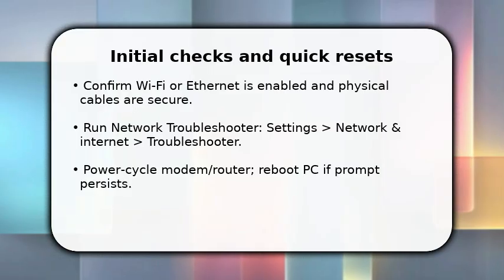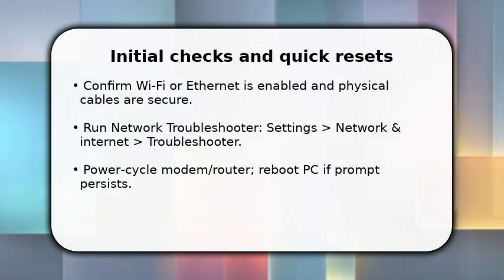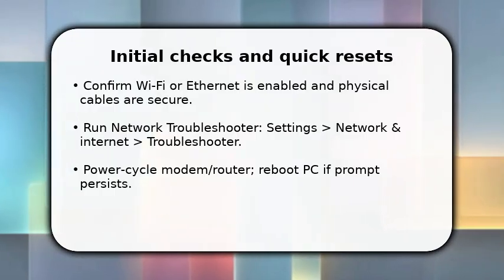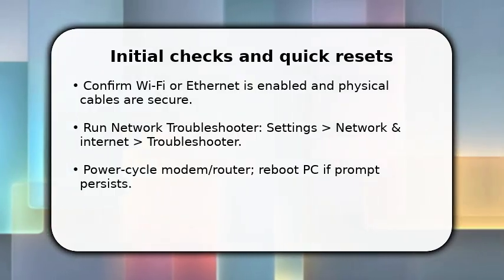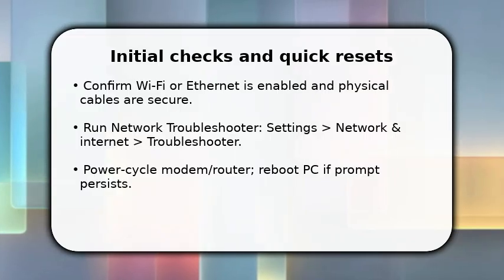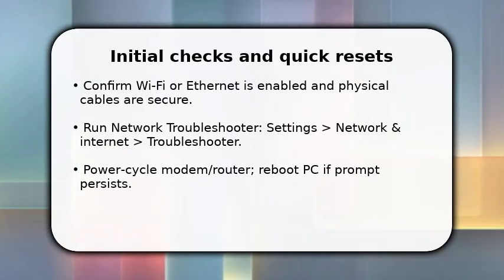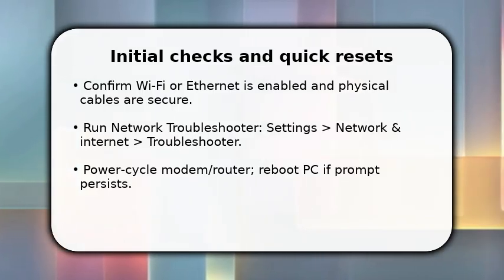You start by validating basics fast so you can rule out simple faults. Check that Wi-Fi is on or the Ethernet cable is firmly seated, and verify airplane mode is off. Once done, run Windows Network Troubleshooter from Settings, Network, and Internet. It automates common fixes like DHCP renewal.